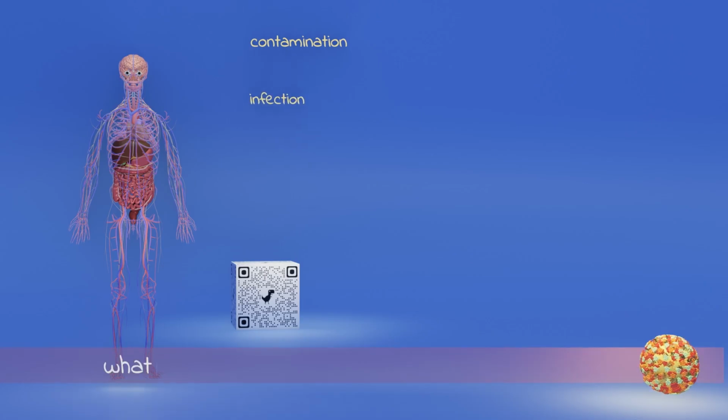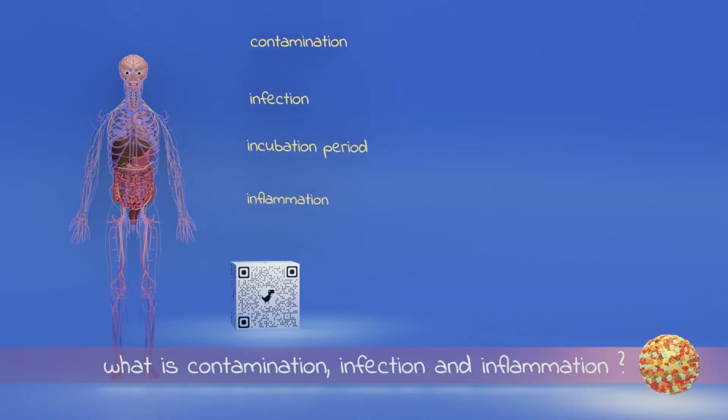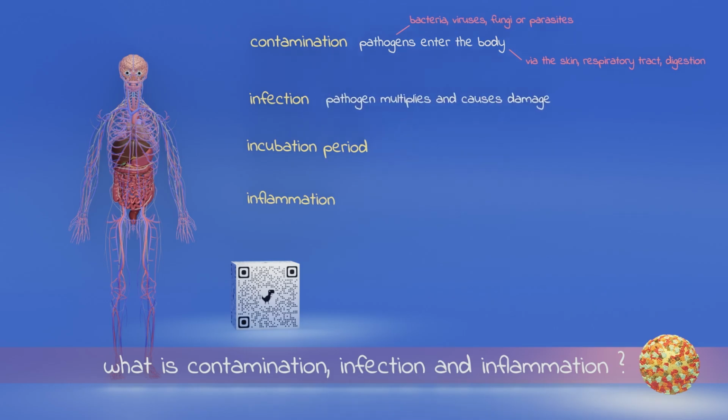Contamination means that the pathogen enters the body. Pathogens include bacteria, viruses, fungi, or parasites. During infection, the pathogen is multiplying in the body and causing symptoms. For example, after infection with norovirus, the virus can multiply in the gastrointestinal tract and cause symptoms such as vomiting and diarrhea.